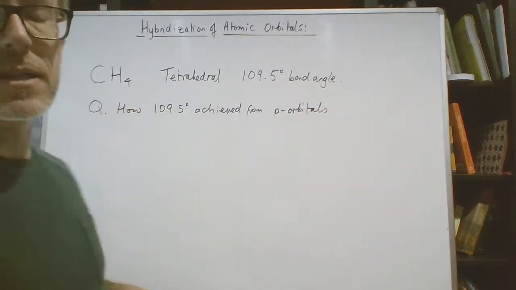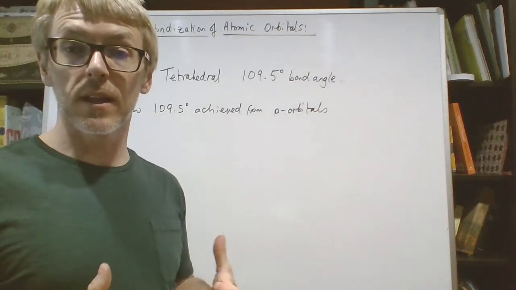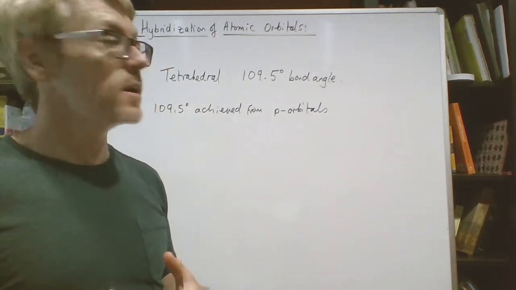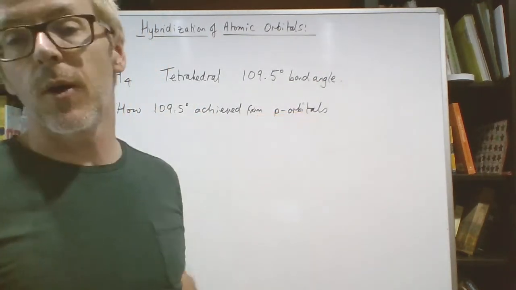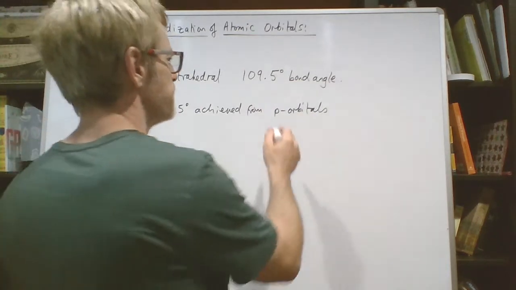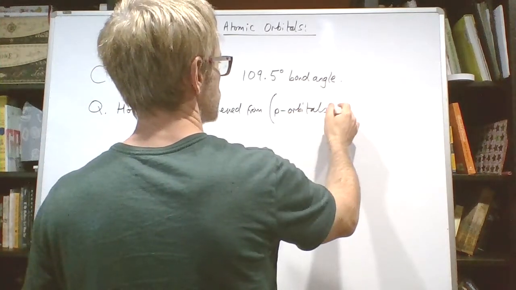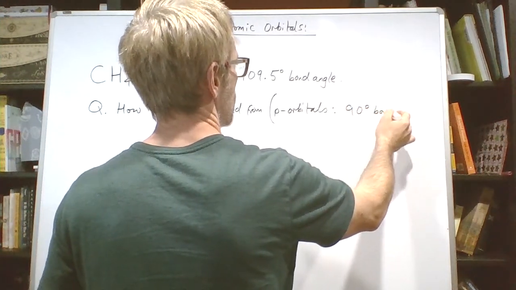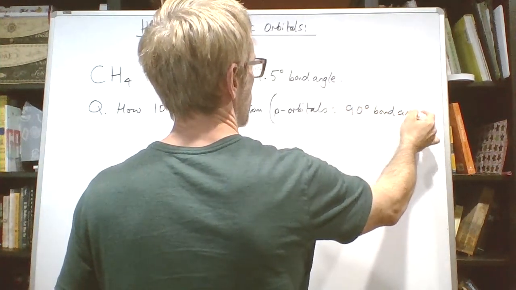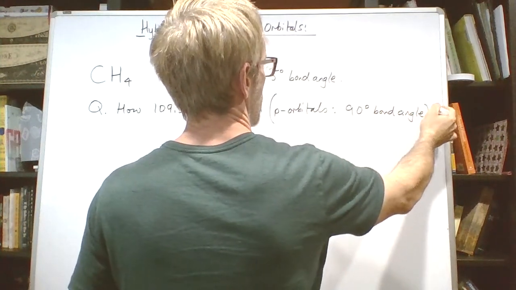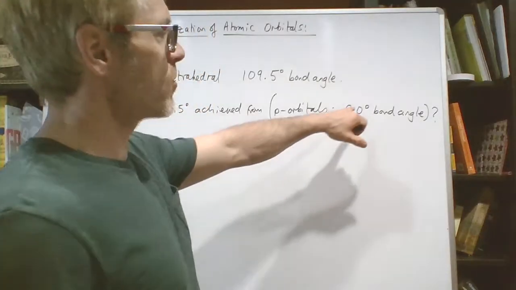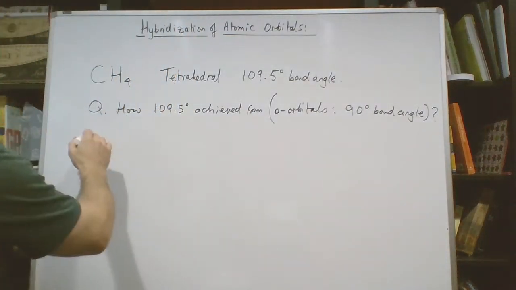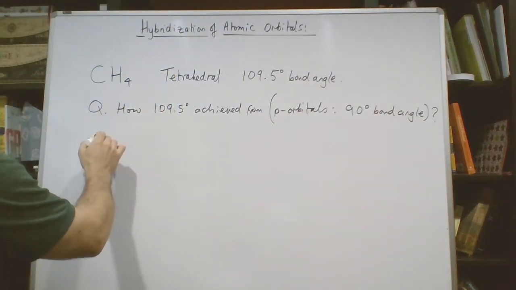Because the carbon is going to use its p orbitals, because they're the valence orbitals of carbon, to bond with the s orbitals of hydrogen. And we know a priori that the p orbitals have a 90-degree bond angle. So how do we go from 90-degree bond angles to 109.5? Okay, so the answer is hybridization.